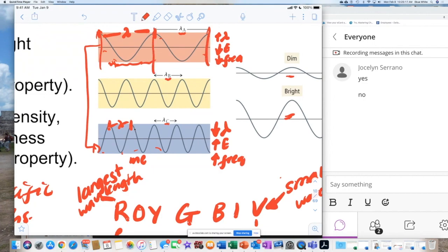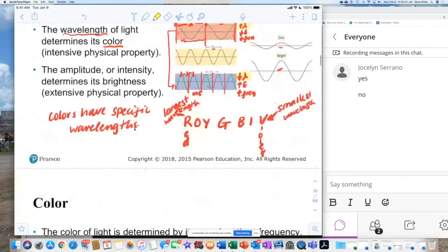Here it looks like we have 2 complete waves. Here it looks like we have, let's see, 1, 2, 3, 4. It looks like we almost have 5 complete waves here. So you have 5 versus 2, right? So let's go with that. Larger wavelengths, smaller wavelengths. Notice that the energy and the frequency kind of increase in the same direction. And so that works that way.